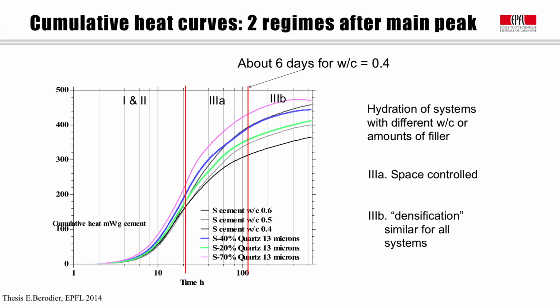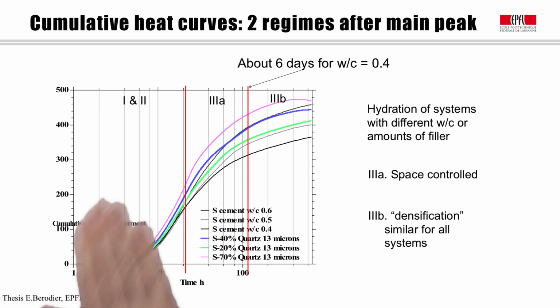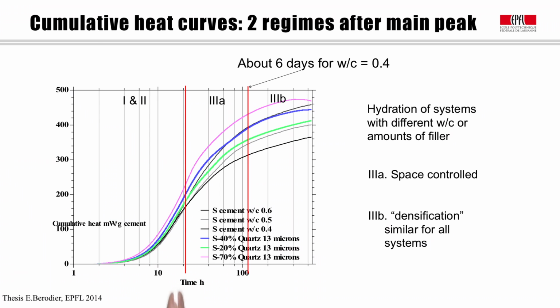If instead of looking at curves in the differential form, as we saw previously, we now look at the integral curve, the cumulative heat curve, we can plot, for example, the variation of the water-cement ratio, and we can plot different mixtures with different substitutions of quartz, and we can identify 3 different regimes. We can identify this regime here, which we've already looked at. We've called these previous periods 1 and 2, and we can see that even though the details of this main hydration peak might vary a lot, as we saw in the previous 2 modules, it's fairly similar.